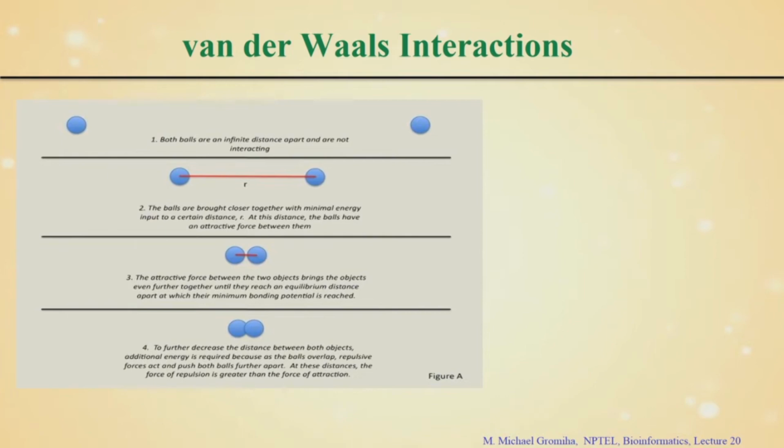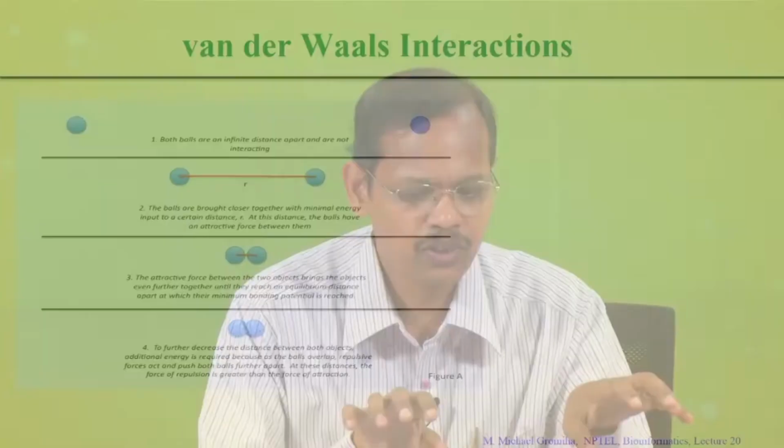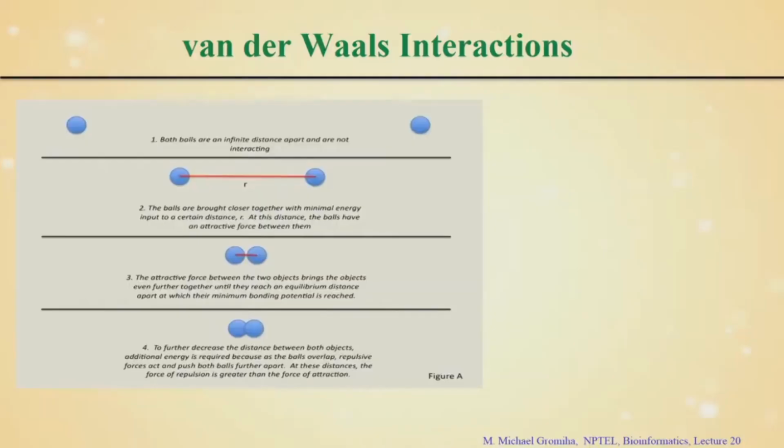How do we explain van der Waals interactions? For example, if two atoms are very far apart, then what will happen? If they are very distant, there is no attraction, no interaction. When they come close to each other to some distance r, they have an attractive force at a minimum distance of r. When they are very close to each other, then what will happen? It will have the repulsive force, and finally it is dominated by the repulsive interactions.